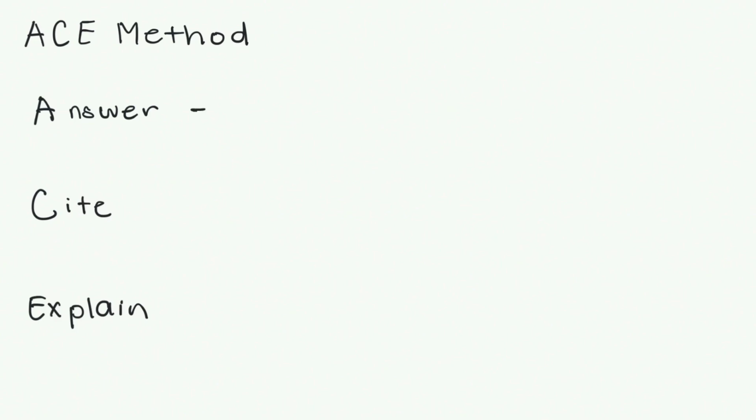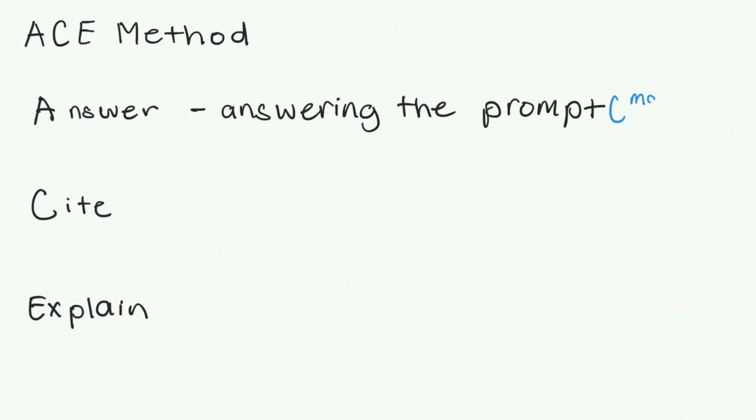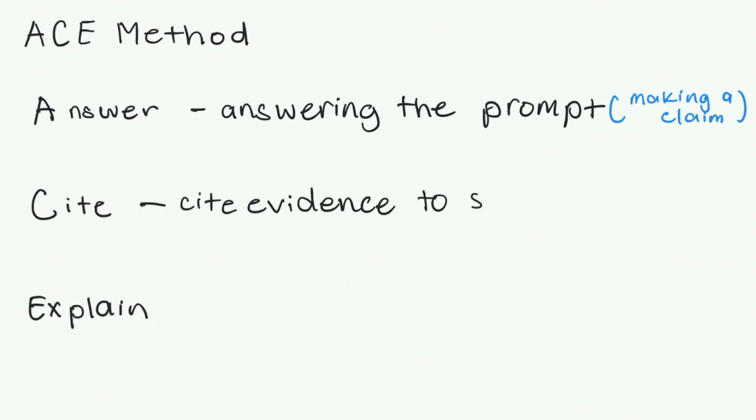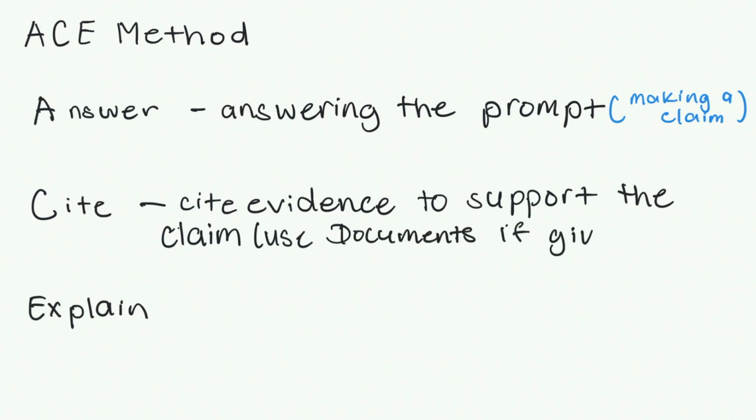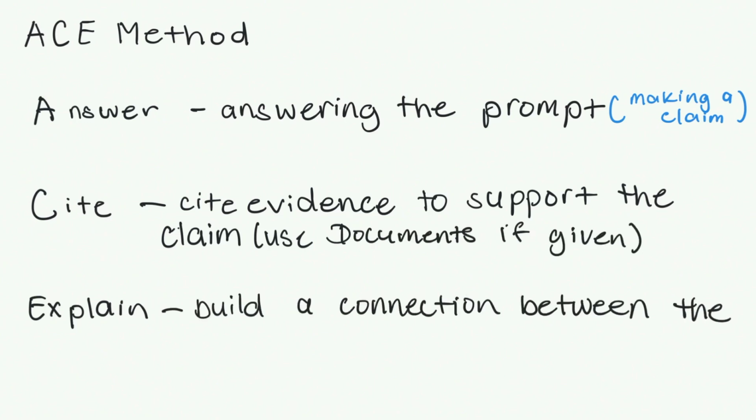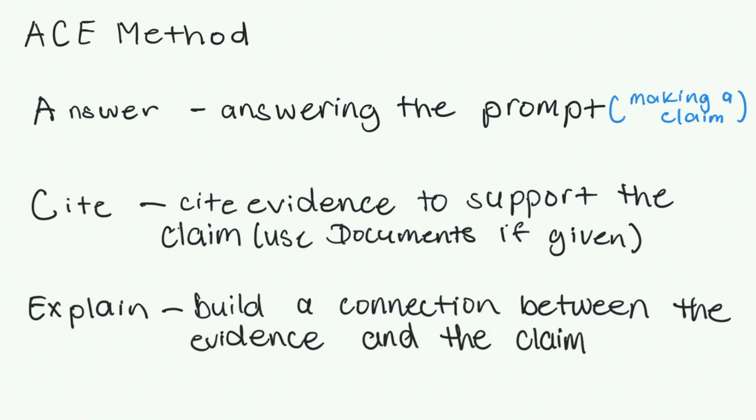For answer, just as the name implies, you're straight up just going to answer the prompt and make a claim. For cite, you reference evidence to support your claim, and if applicable, you use the documents that you're given as evidence. For the explain sentence, you need to show the connection from the evidence sentence to the claim sentence.